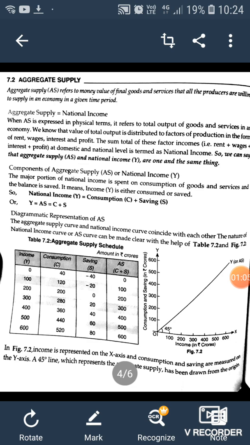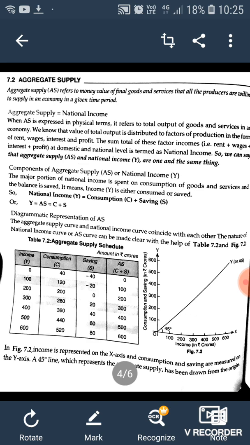Here we are going to discuss that whatever income is earned by the individuals, they will either spend it on consumption or saving. So Y is equal to C plus S. We can also say that aggregate supply is equal to C plus S. Why? Because aggregate supply is equal to national income, because the output produced in the economy is equal to the sum total of factor income generated in the economy.